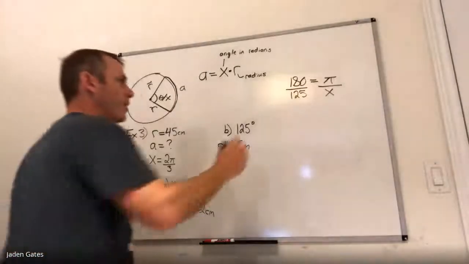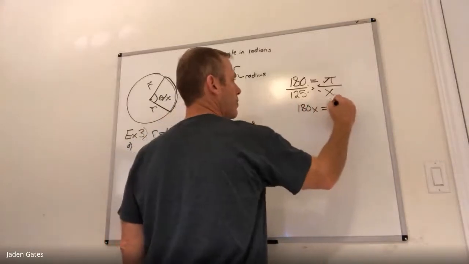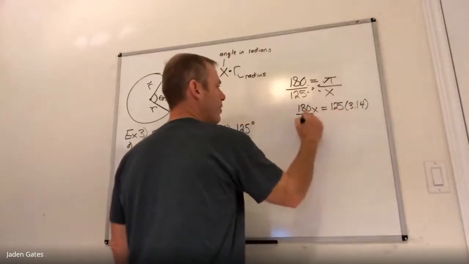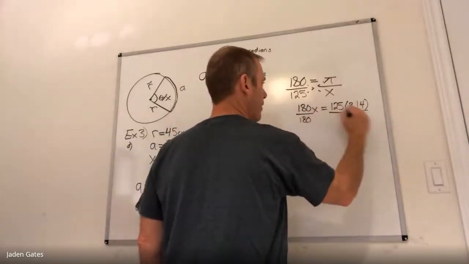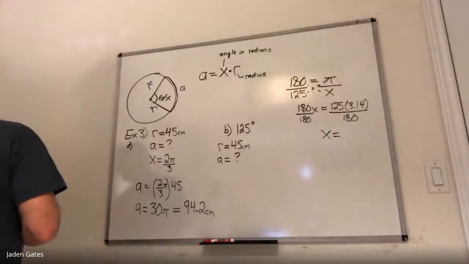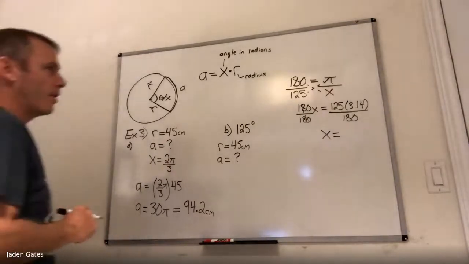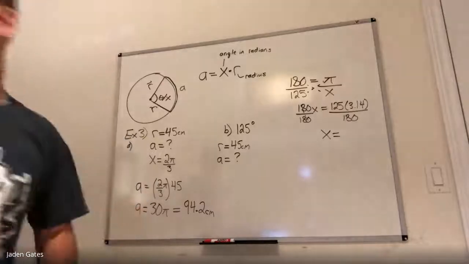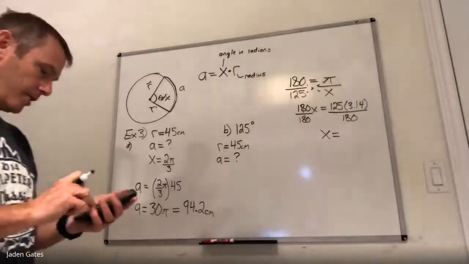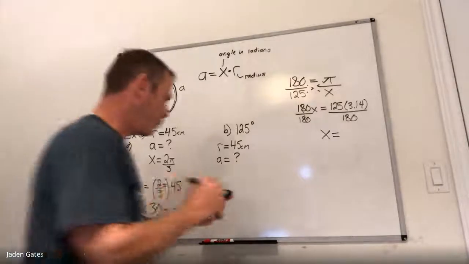All right, so I'm going to, again, cross multiply. So I got 180x equals 125 pi, or 3.14. So I'll write that in there. Divided by my numerical coefficient, just as I did before. And I'm getting the radians to be, let's see here, I never figured it out. All right, so I better get the calculator out. So I got 125 times 3.14 divided by 180. I get 2.18.